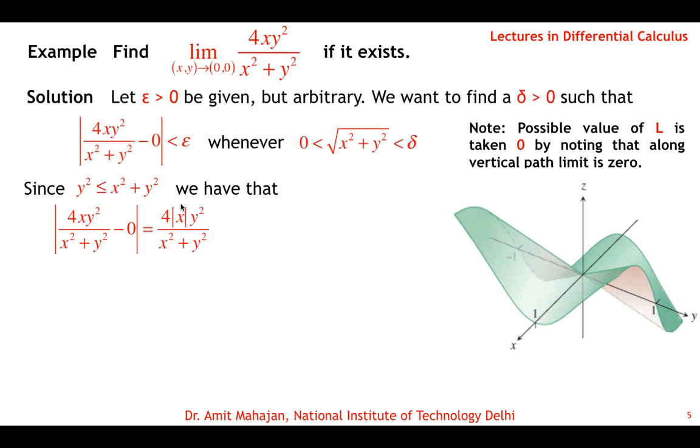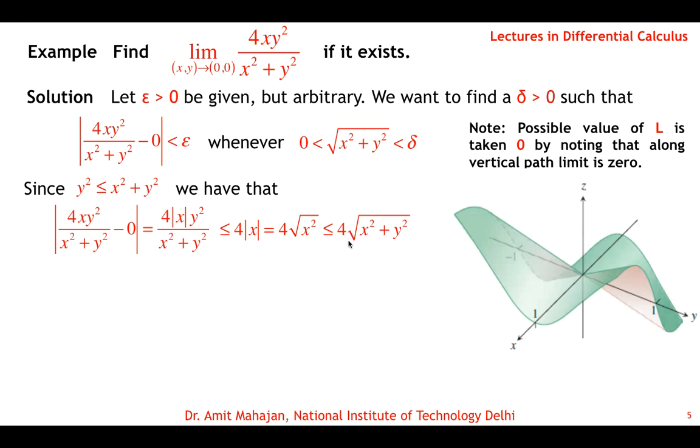So this whole quantity is less than or equal to 4 times modulus of x, and modulus of x is equal to root of x square. And x square is less than or equal to x square plus y square, just like y square is less than or equal to x square plus y square. Similarly, x square is also less than or equal to x square plus y square. So we can use this inequality. So this modulus is less than or equal to 4 times root of x square plus y square, and root of x square plus y square is less than delta. So this will be like 4 delta.